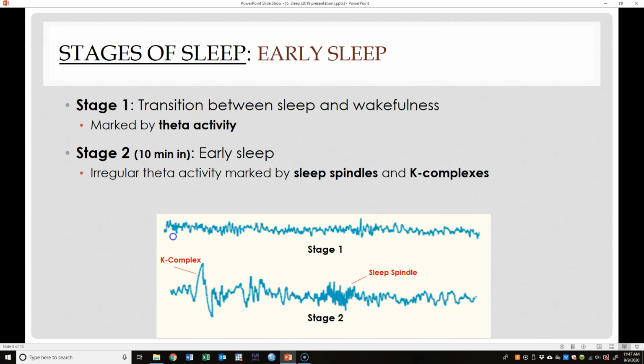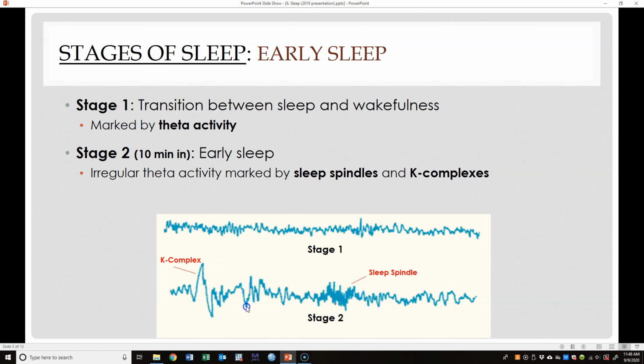If we keep going, about 10 minutes in, and this is on average, sleep-wake cycles vary across individuals, so don't get too caught up on exactly when this is going on. About 10 minutes in on average, we'll hit stage 2. We can think about this as early sleep. What we start to see is irregular theta activity. That was marking stage 1. What we will start to see in that waveform are a couple of different features: sleep spindles and K complexes.